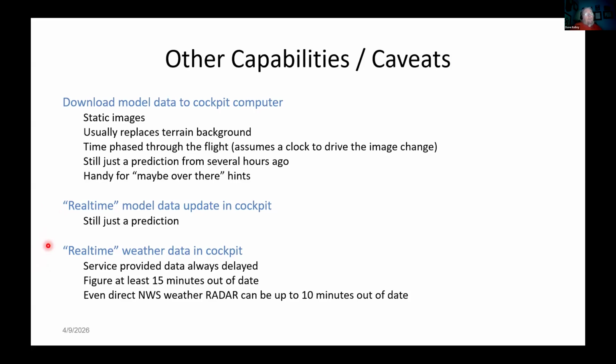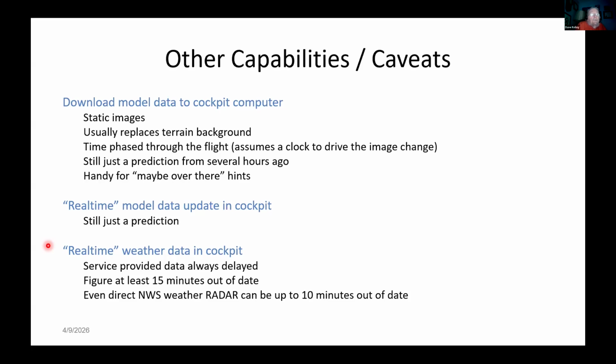So if you're looking at what might be real-time weather, for instance, you've got a FISB capability and you're getting the NexRad radar. Okay, you have to keep in mind that the data in the service is always delayed. Figure at least 15 minutes out of date, which means you're not going to use the stuff you're getting in your cockpit to thread your way through a squall line or around thunderstorms. You're going to be doing that looking outside.